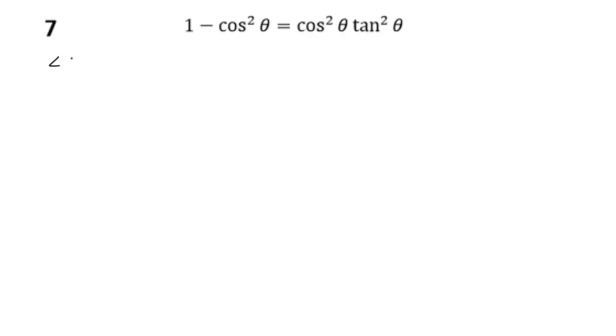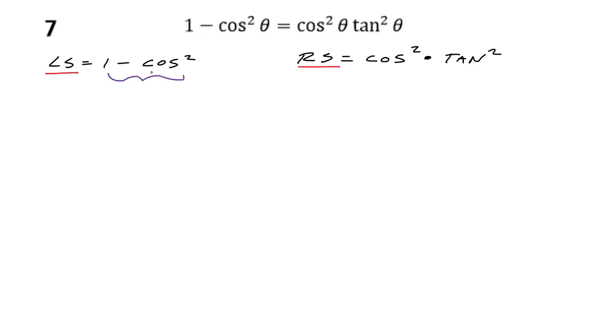Okay, here we go with number 7. Let's start by writing out our two sides. The left side is 1 minus cos squared theta, and the right side is going to be cos squared theta times tan squared. Now this one is going to include the Pythagorean identity a little more, and you can work on either side you want. Some of you might look at this side right away and be stuck and be like, well, I don't know what to do. I'm going to show you a trick that you can do with this at the end.